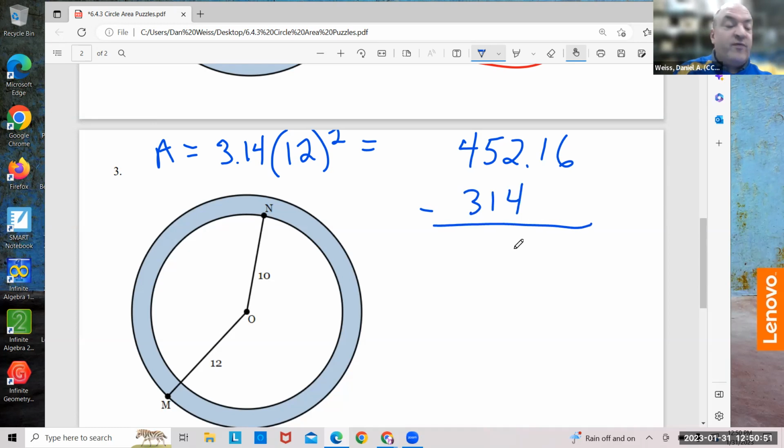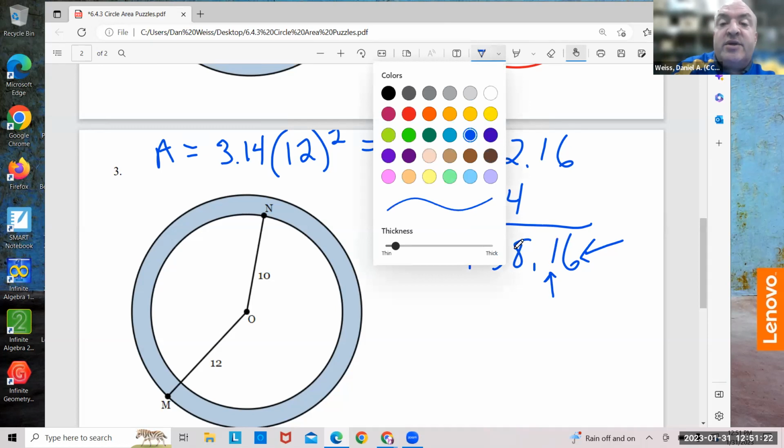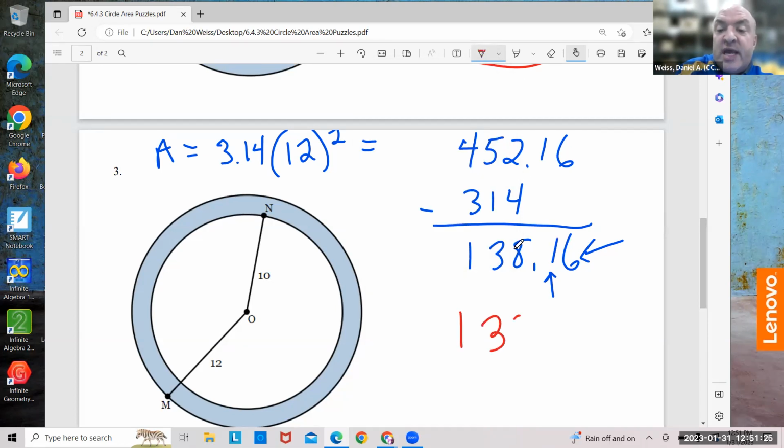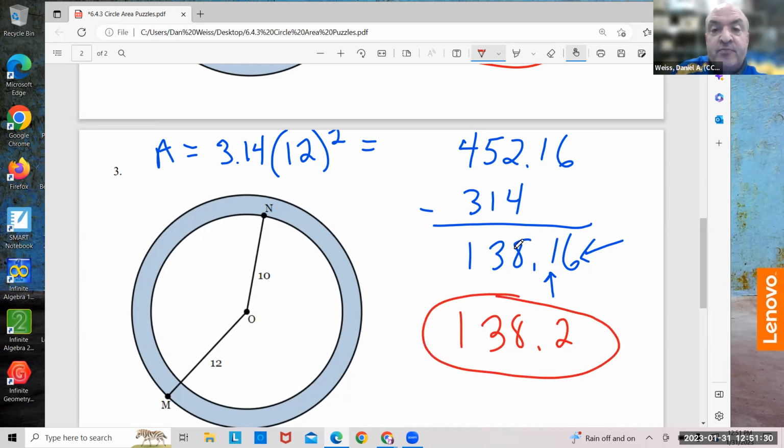So I'm going to do 452.16 minus 314. That equals 138.16. Now be careful, because we want the tenth place, which is that 1 right there. But this 6 is 5 or greater, which means your answer will be 138.2. Easy.